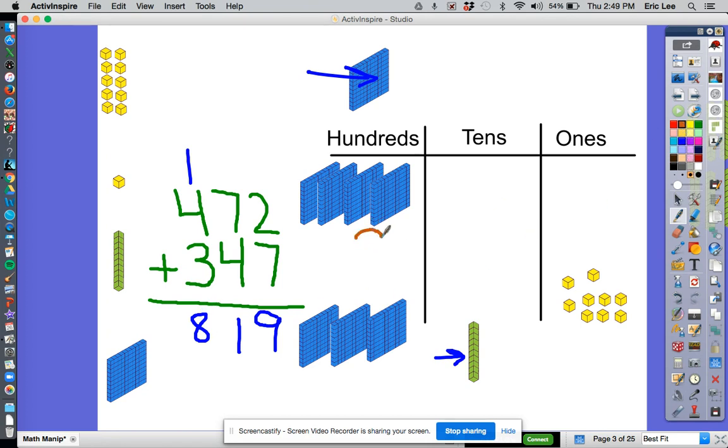So take a look here. I've got 800s. There they are. 1, 2, 3, 4, 5, 6, 7, 8. I've got 10. There it is. I've got 9 ones. 819.